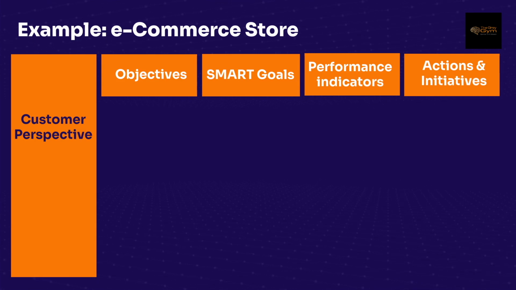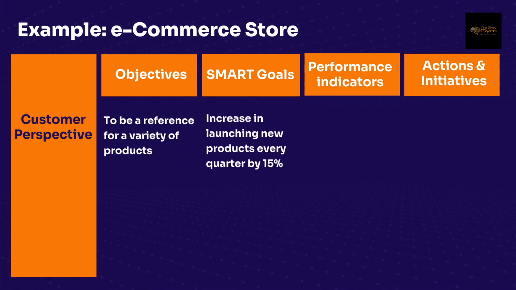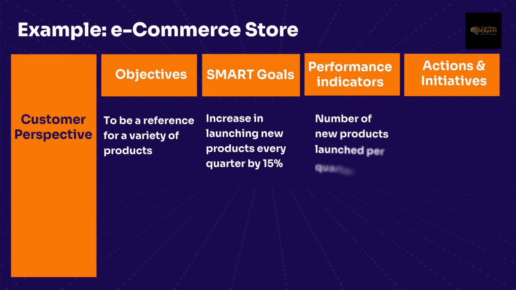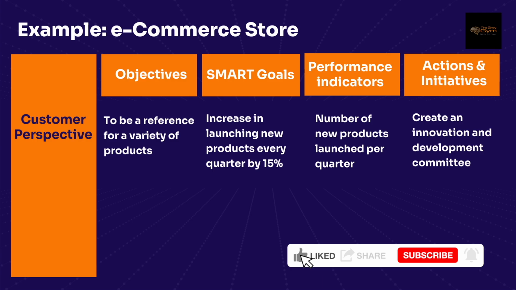Second is customer perspective. The objective here is to be a reference for a variety of products. Now the goal would be increase in launching new products every quarter by 15%. Right? Once again, this is measurable. We've given it a number, we've given it a value of 15%. The indicator for this would be number of new products launched per quarter. So ideally, we could check on the number of products we have launched each quarter if they are increased by 15%. Initiatives, how can we get there? Create an innovation and development committee, right? Assign some team members to this committee and assign them the task of achieving this objective.